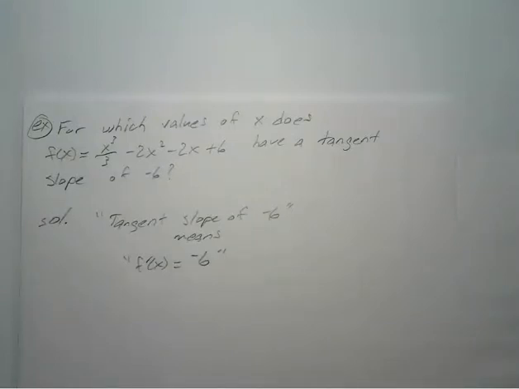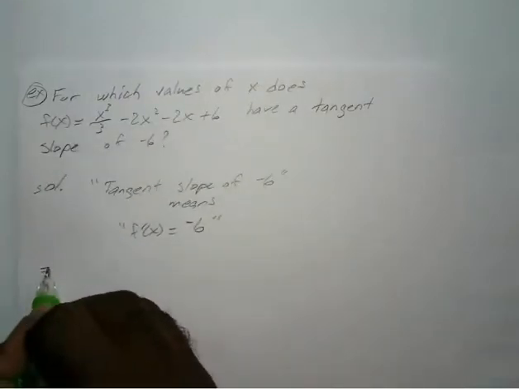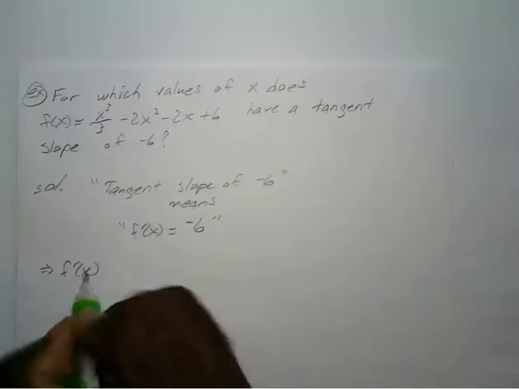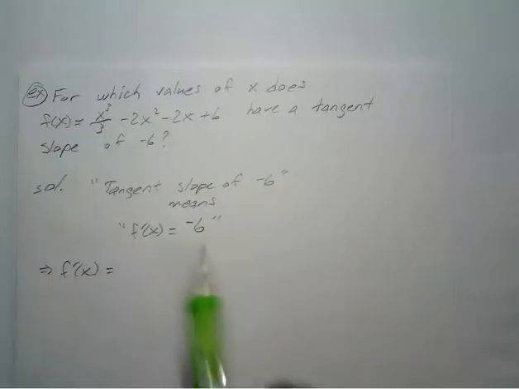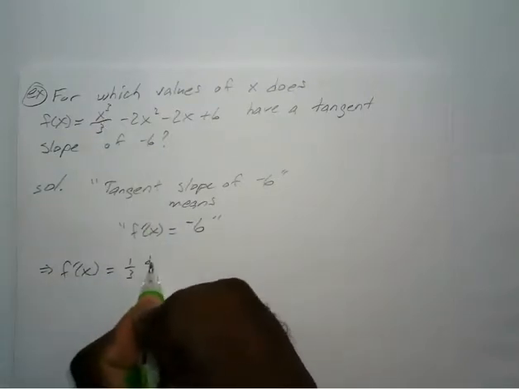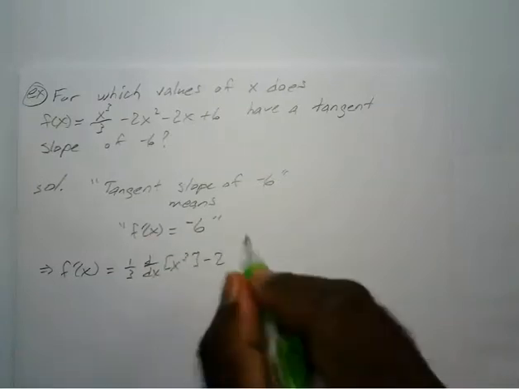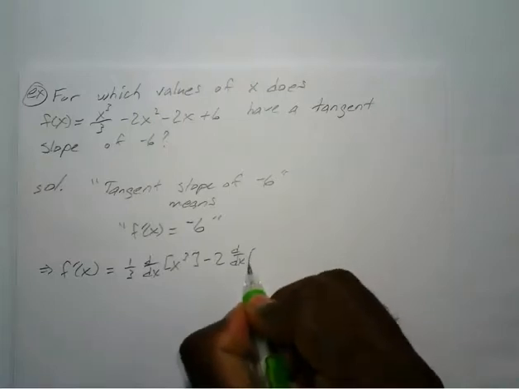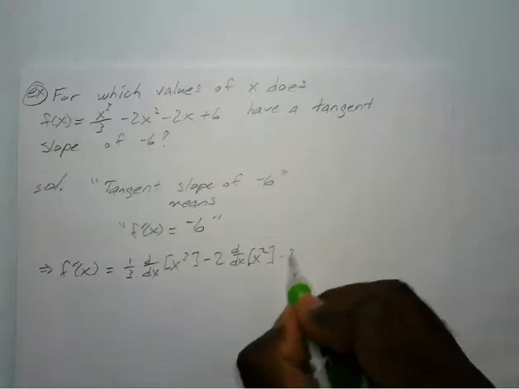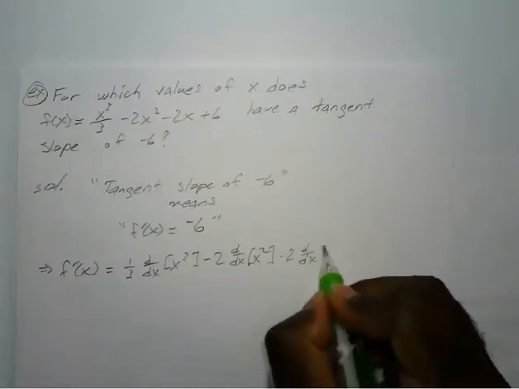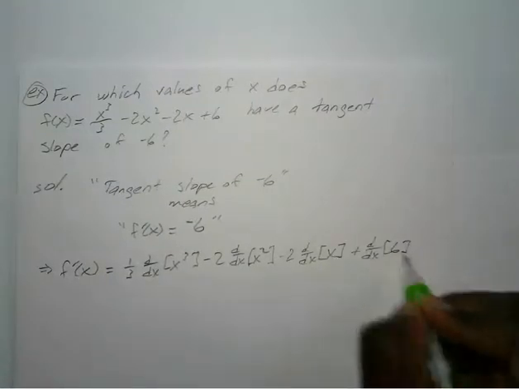Okay, so first thing we have to do is find our derivative. So f prime of x is equal to, that's x to the third over 3, we can just make that 1/3 x to the third. That's 1/3 times the derivative of x to the third minus 2 times the derivative of x squared minus 2 times the derivative of x plus the derivative of 6.